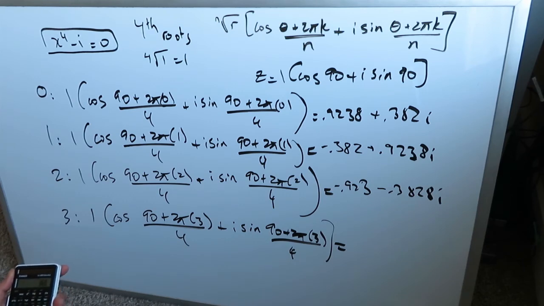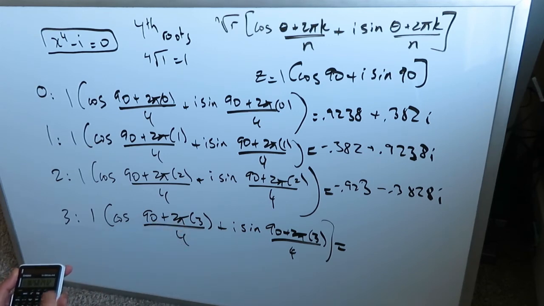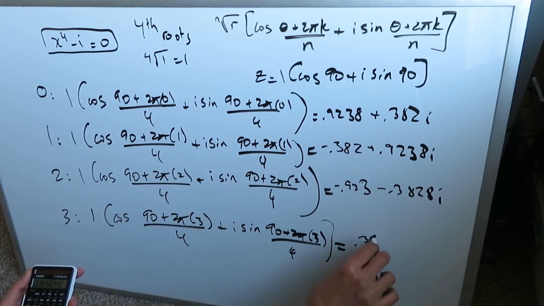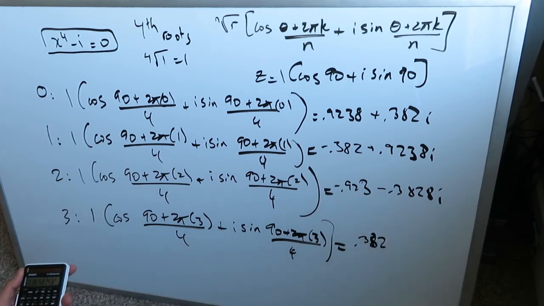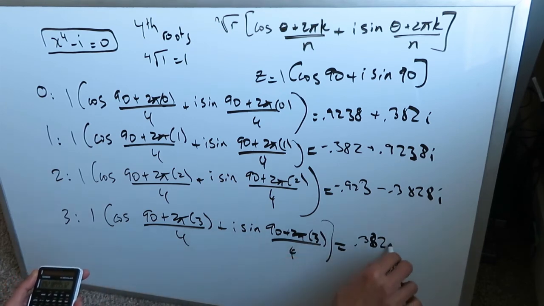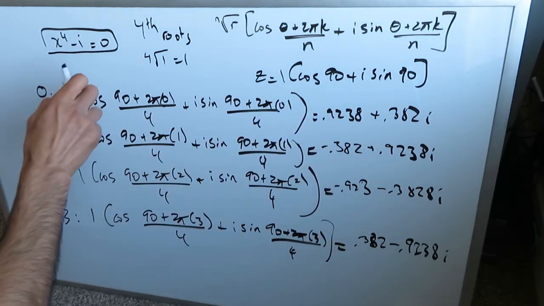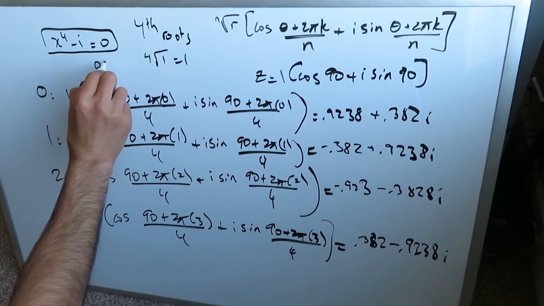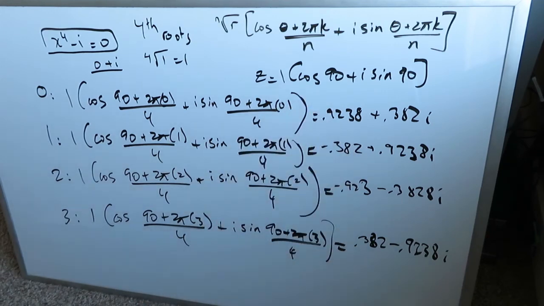Last, it'll probably put us in the fourth quadrant. 90 plus 360 times 3, divided by 4, I get 292.5 over here. Cosine of that, I get 0.382, and the sine of the same value, I get a minus 0.9238i. Hopefully handwriting was relatively readable here, but the answers are laid out. The complex roots of this number, which is really, as I showed you, 0 plus i in this complex form, are these roots laid out in front of you.